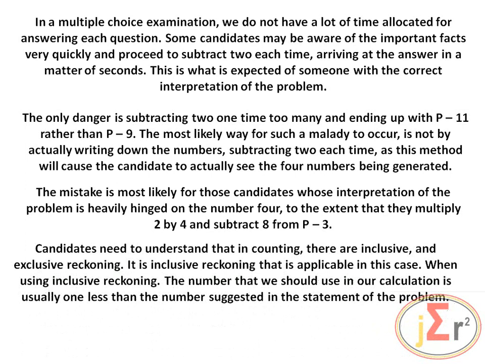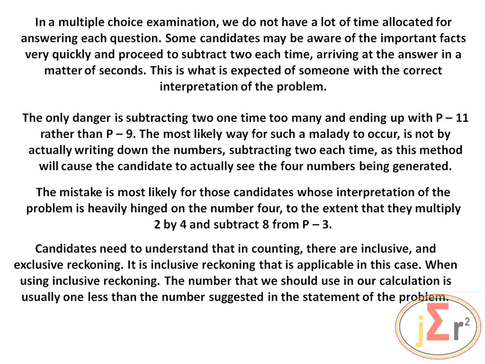Candidates need to understand that in counting, there are inclusive and exclusive reckoning. Of course, we have a lot of other reckonings, right? But in counting, we have 2 main reckonings. One is inclusive and the other is exclusive reckoning. It is inclusive reckoning that is applicable in this case. Why? Because p minus 3 is one of them. So because p minus 3 is one of them, it has to be included. So that is why we have inclusive reckoning.